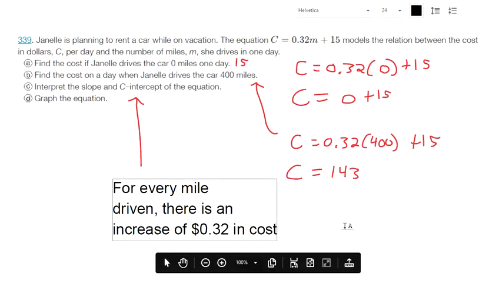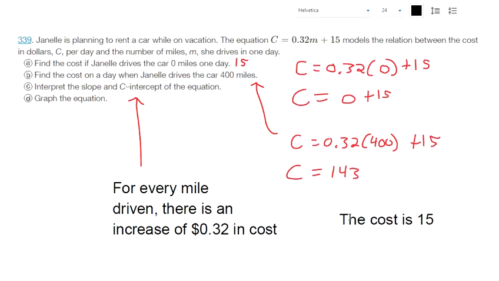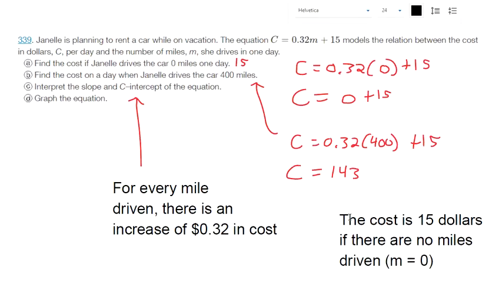That's the slope. And then the y-intercept, the cost is $15 if there are no miles driven. So m equals 0. That's your y-intercept. What happens when your x variable is 0? So $15 when m equals 0.